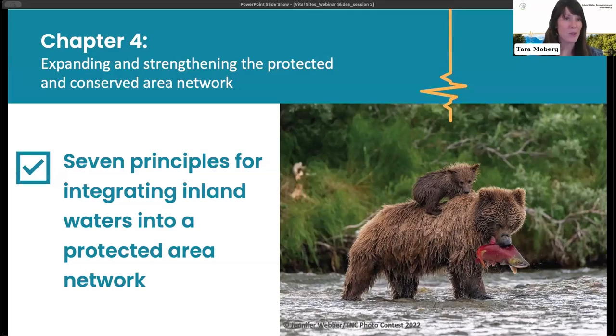Inland waters are nature's great integrators, and the photo captures this beautifully, reminding us that the connection of marine, terrestrial, and freshwater ecosystems in our conservation planning can only strengthen our protected and conserved area networks. Just sharing a couple of the principles so you get a feel for the range.